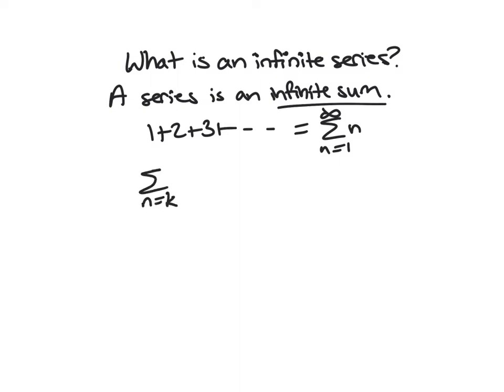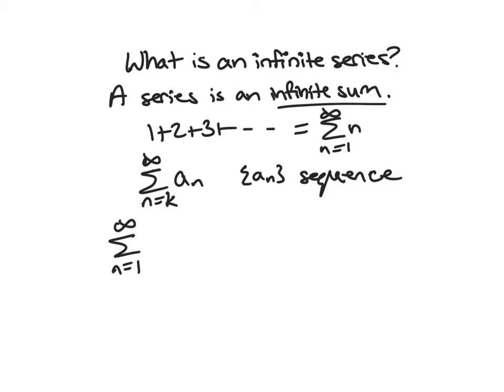n equals, maybe we want a starting point other than 1, and so I'll just put a k here, to infinity of some a_n, where our a_n is a sequence. Okay, so let's look at a couple other examples then. So for instance, we could have n equals 1 to infinity of negative 1 to the n. One that will be especially important is this one, just as it was with improper integrals, with 1 over x from 1 to infinity, 1 over n.